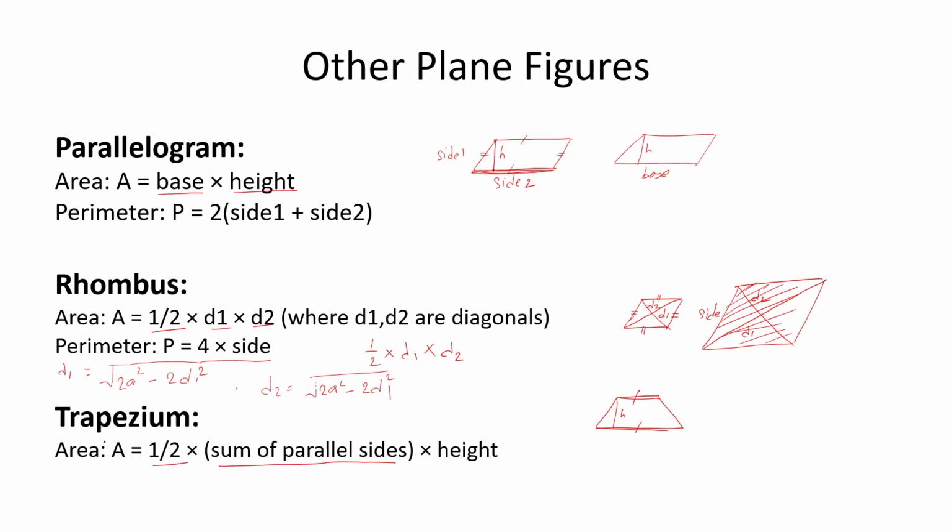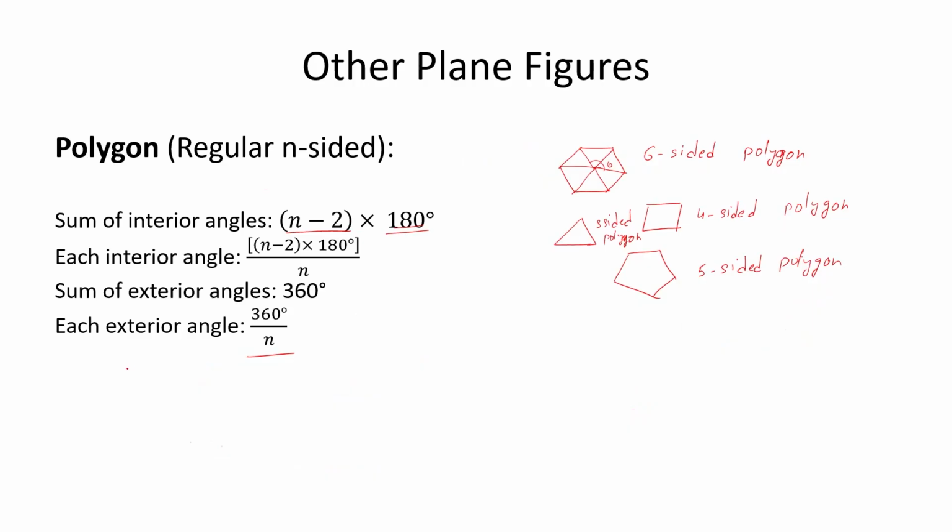The next shape is trapezium. Trapezium is a shape of this form where only two sides are parallel. So area is given by this formula: 1 by 2 into the sum of the parallel sides, let's say this plus this, into the height.